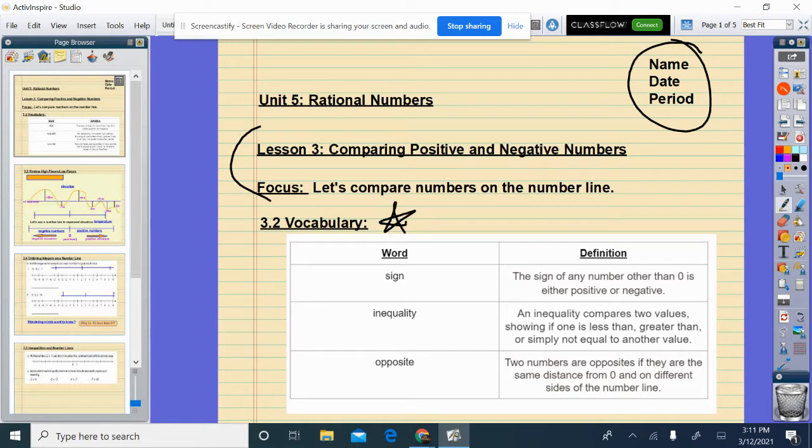Here's your vocabulary for this lesson: sign, inequality, and opposite. Sign is the sign of any number that is other than 0, which is either positive or negative. Inequality: an inequality compares two values, showing if one is less than, greater than, or simply not equal to another value. And the opposite: two numbers are opposites if they are the same distance from 0 and on different sides of the number line. So please stop the video here and make sure you write these down in your notes. You'll need them for your guided notes assignment. Okay, let's continue.